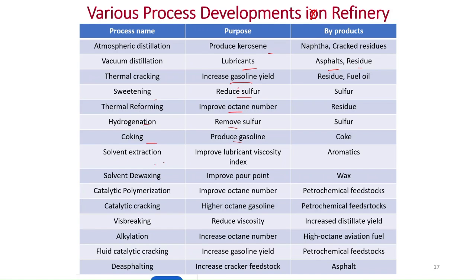coking process to produce gasoline, solvent extraction to improve the lubricant viscosity index, dewaxing process to improve the pour point, catalytic polymerization to improve the octane number, catalytic cracking for higher octane gasoline production, visbreaking to reduce the viscosity, alkylation to increase the octane number, fluid catalytic cracking to increase the gasoline yield, de-asphalting to increase the cracker feedstock.